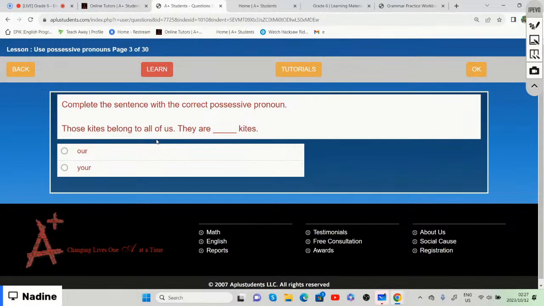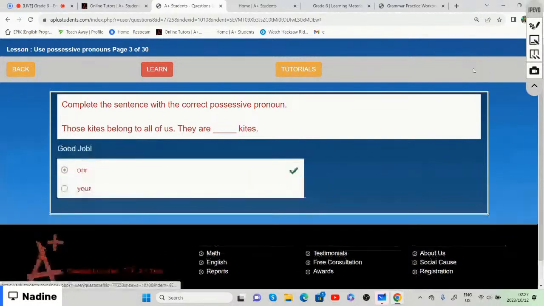So those kites belong to all of us. Then we can say they are our kites. If it belongs to us, then it is our kites, right?